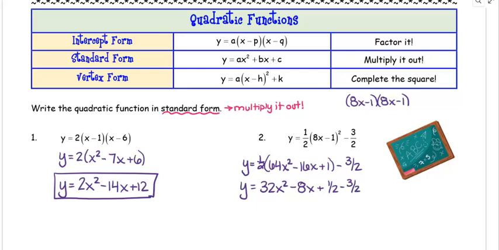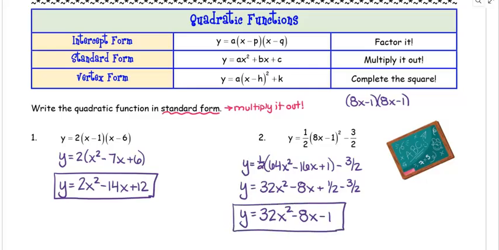And I want to combine like terms. That's going to give me y is equal to 32x squared minus 8x, and then 1/2 minus 3/2 is a negative 2/2, so that is a minus 1. And I've gone ahead and put it into standard form. So again, standard form means we're going to multiply it out.